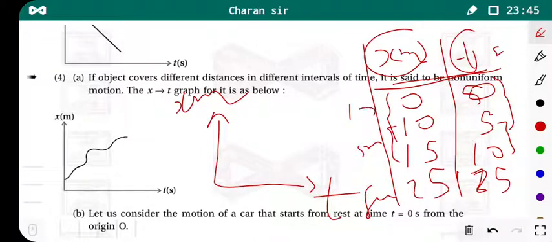In the first case we have a 10 meter distance in 5 minutes. Then in the second interval, 5 meters are covered by the object, then 10 meters. So you can see that in equal intervals of time the distance covered by the object is different. So this object is said to be in non-uniform motion.